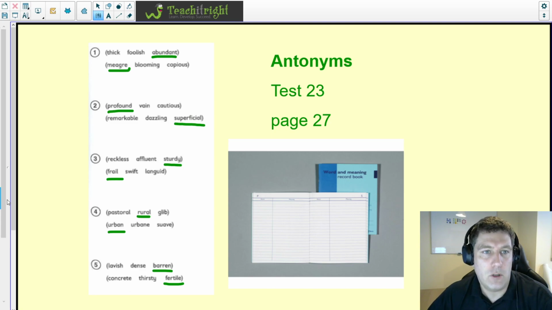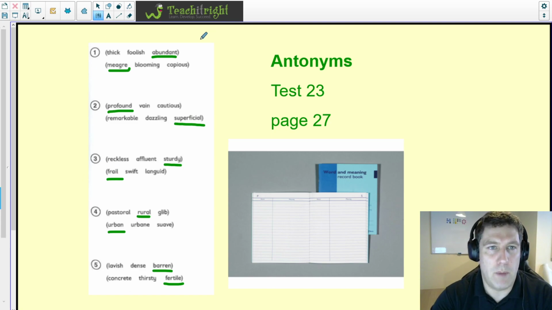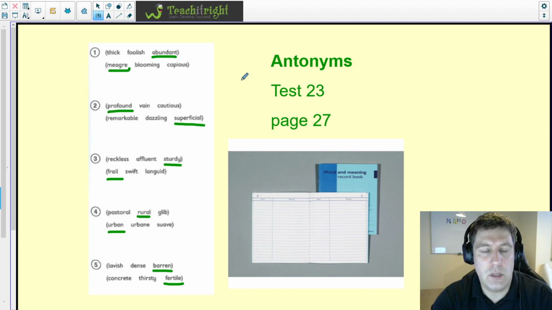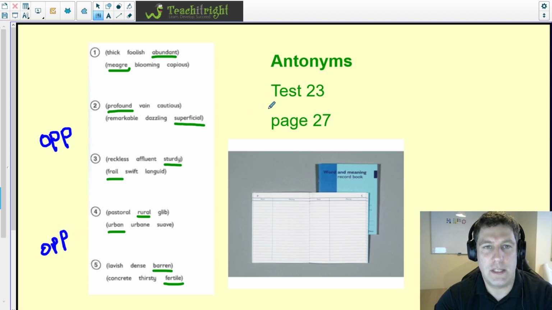So, number 1, you've got thick, foolish, abundant, meagre, blooming and copious. Now, it is really important you're doing opposites. So, one of the little reminders that I gave in the test was that if it says opposite at the top, you would sort of underline that. But one other little trick for you, just to make sure that you are still doing opposites, is just to write on your page, OPP. And you can maybe write it a couple of times just really quickly, just to remind yourself you're doing opposites.